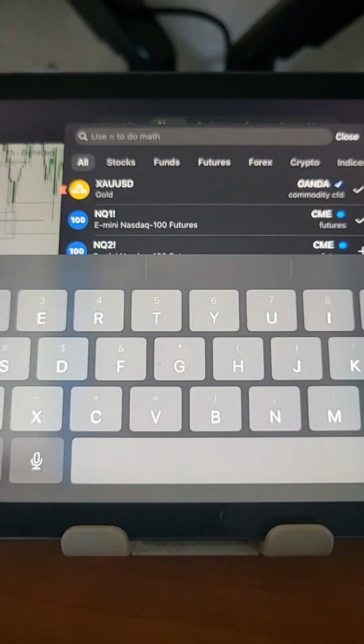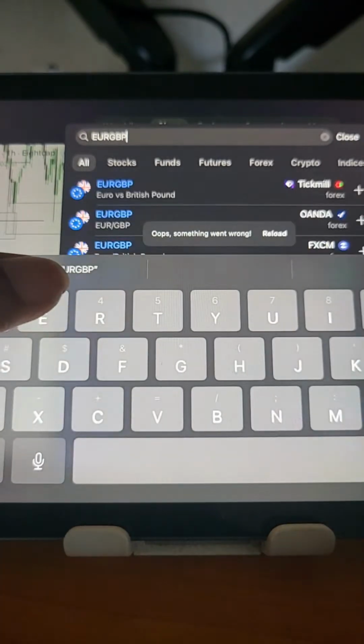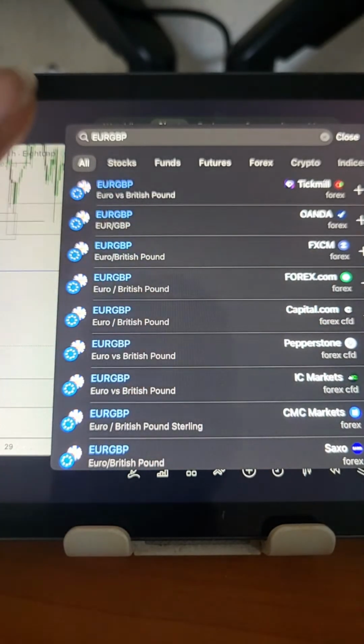So let me check other assets. I was looking at EUR/GBP, guys.